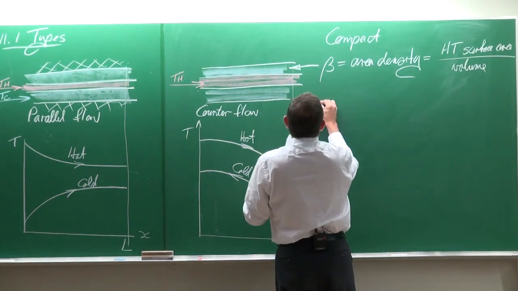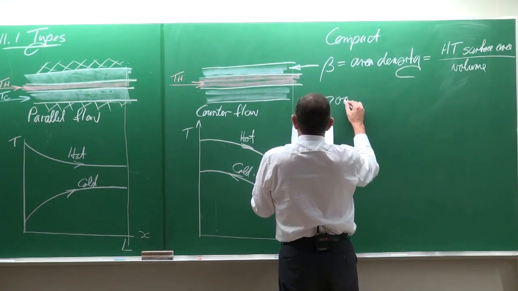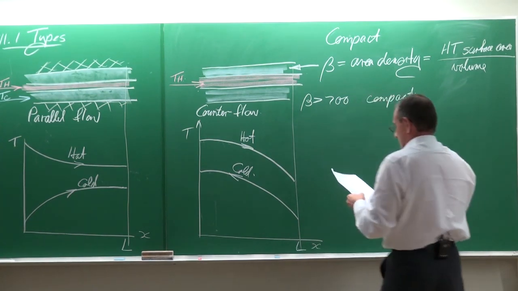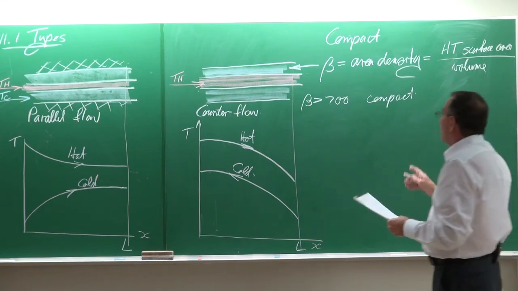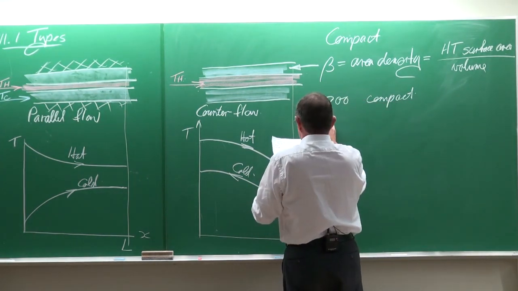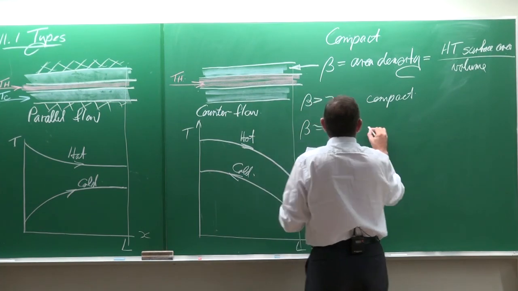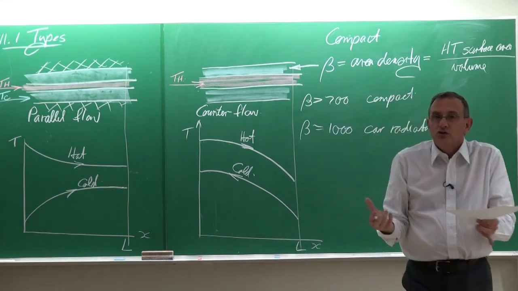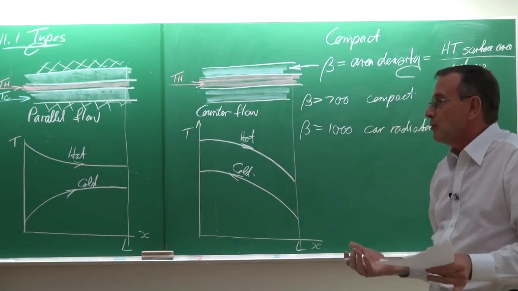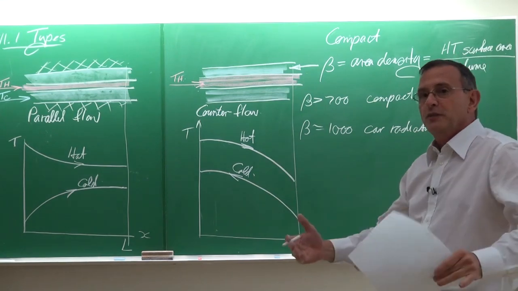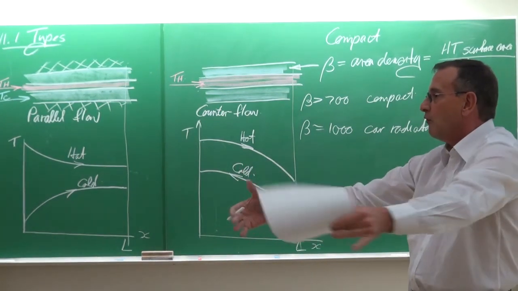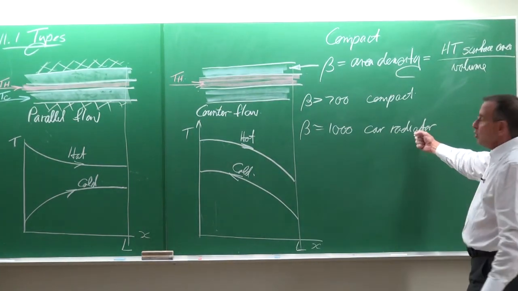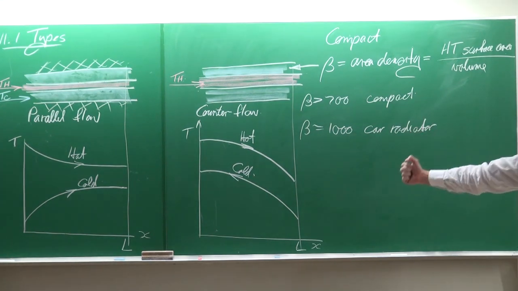So how much heat transfer area is available divided by the volume of the heat exchanger. Now, if beta is 700 and higher, then it is considered a compact heat exchanger. A car radiator is approximately 1000. That is something that we want to be compact. Size is very important. If it is too big, then you need more area, more volume in the car.